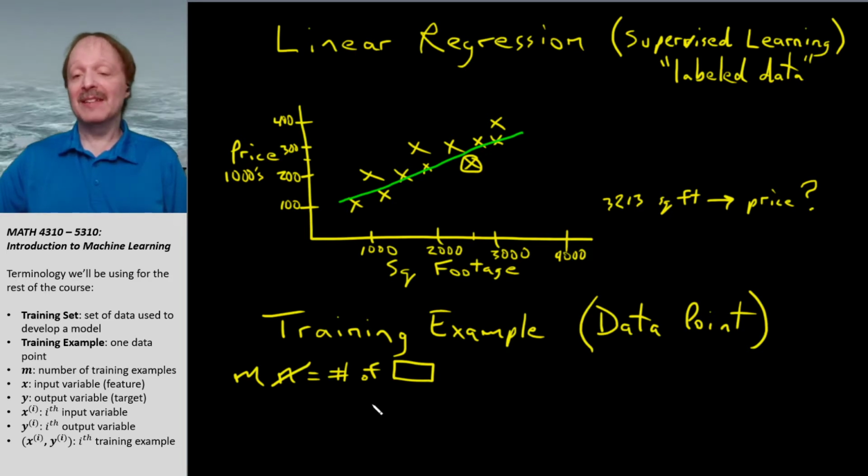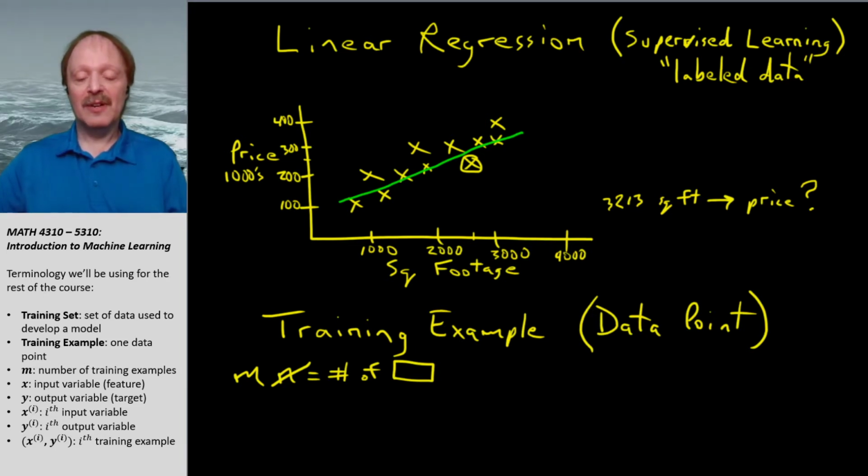I really don't have an answer why. It's just when you read papers and books and everything on machine learning, you'll see that m is what they use to designate the number of training examples. It just is. So we're stuck with it.